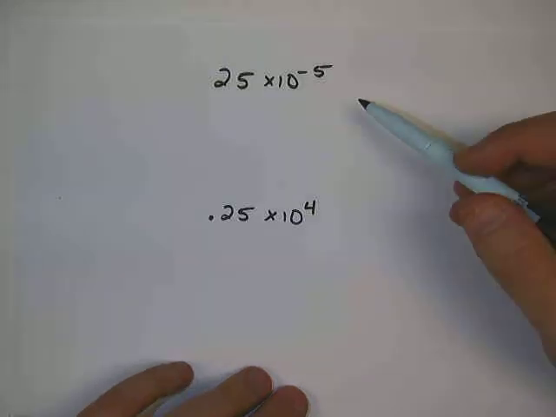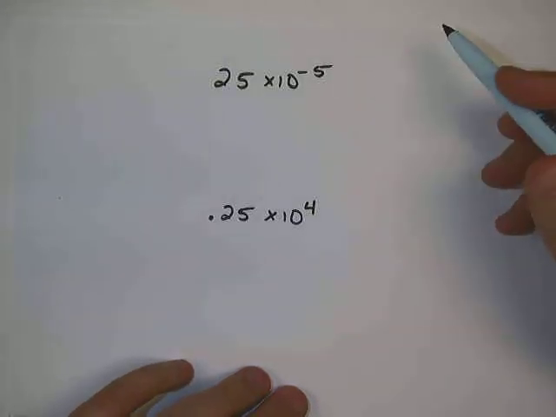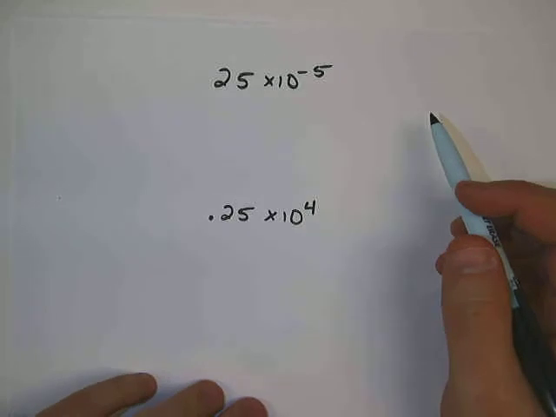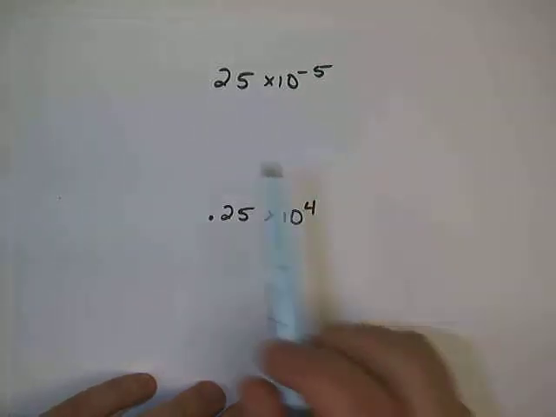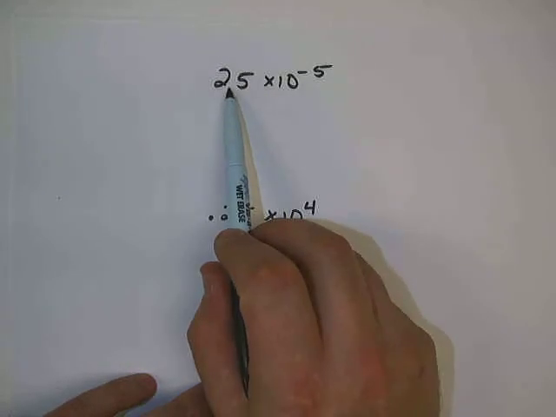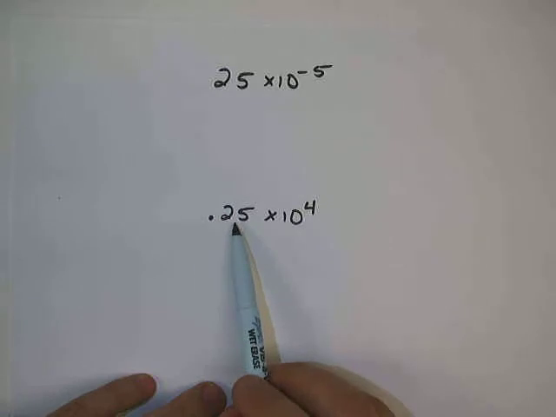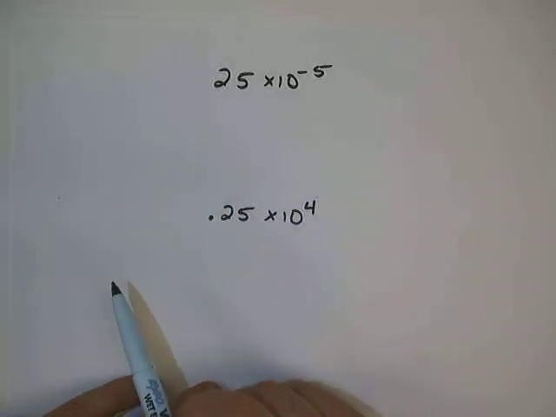For this lesson, we're looking at writing scientific notation properly. One thing we need to always remember about scientific notation is that the decimal point always follows the first non-zero digit. So we should have a decimal point here, and on the second example, we should have a decimal point here. And since these aren't written that way, we need to make a little bit of an adjustment.